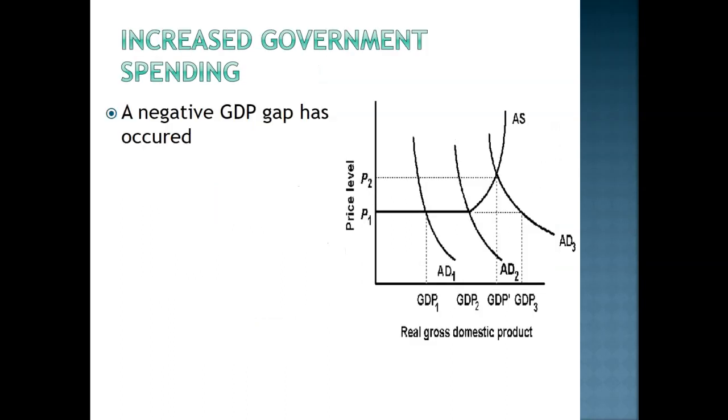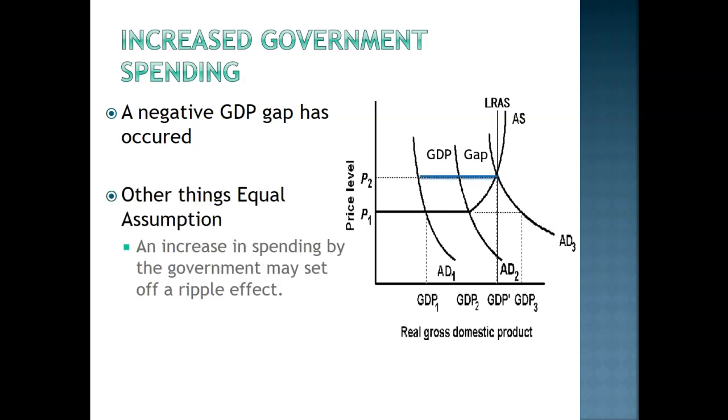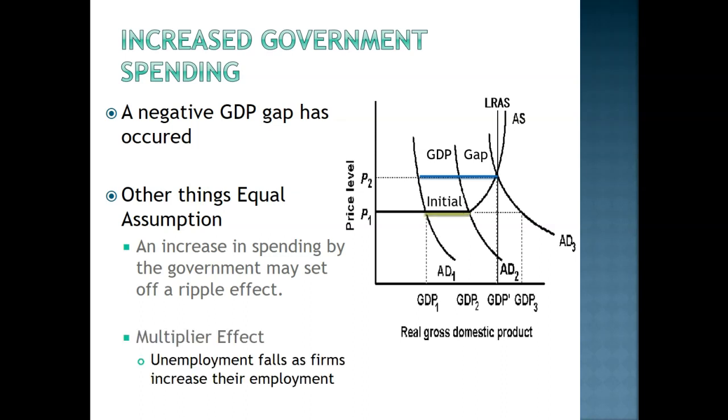So increasing government spending, so we have a negative GDP gap. Okay. So we're currently at, here's our gap here. If we want to go from 81 to 83 for a full employment, an increase in spending by the government may set off a ripple effect. So again, we have that multiplier. The initial spending by the government could be this amount, where this green amount is.